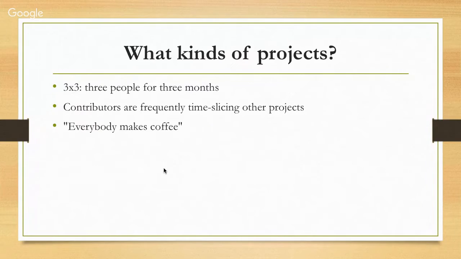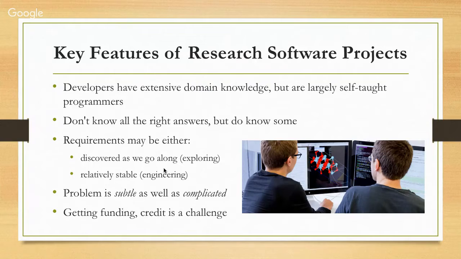Okay, so I think this is where we left off. What distinguishes research software projects from other software projects? Developers in a research software project typically have pretty extensive knowledge of the scientific domain they're studying, but, as we demonstrated a few minutes ago, are typically self-taught programmers. In terms of the questions you're studying, you might not know all the right answers, but you do know some. And the requirements of the software are typically refined as the software is developed.